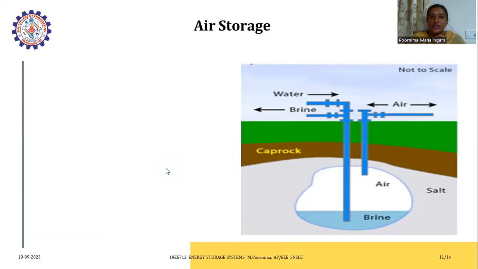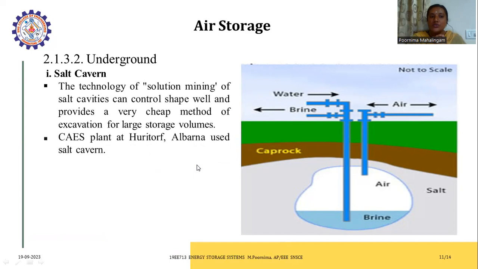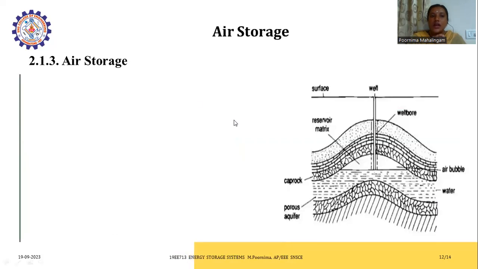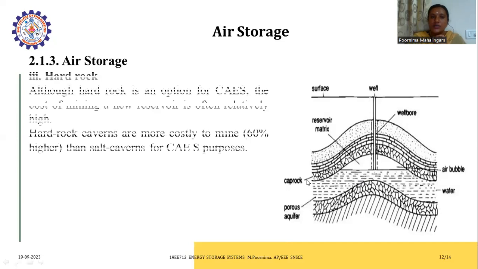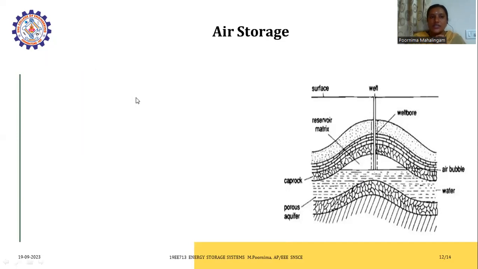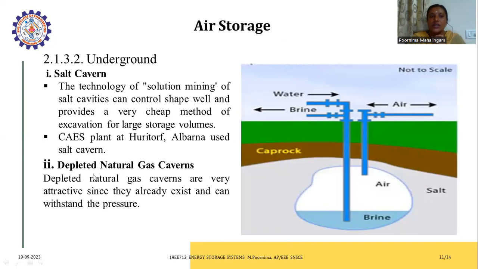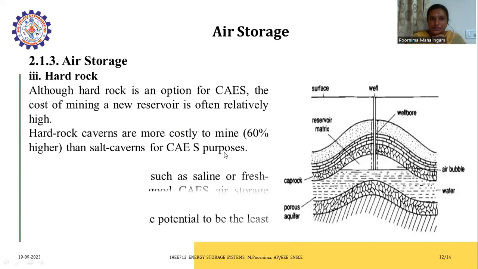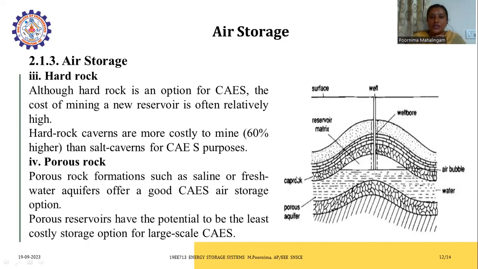Here, how is the air stored underground? Underground, we use salt cavern techniques, depleted natural gas techniques, and hard rock techniques. How the air is stored, we can see in this figure. We have three types of technique: the salt cavern technique, the depleted natural gas technique, and the hard rock technique. And finally, the porous rock technique. We can see them in these pictures. This is hard rock, and the last one is the porous rock technique.